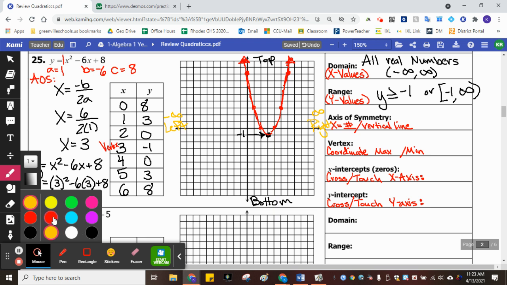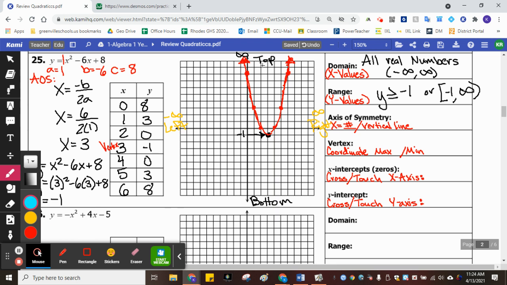Then my y values, starting at the bottom. There's no y values until I get to -1, and I go to the top, and the top's going to positive infinity. Again, we're going to work on domain and range again, but that's just a quick summary.